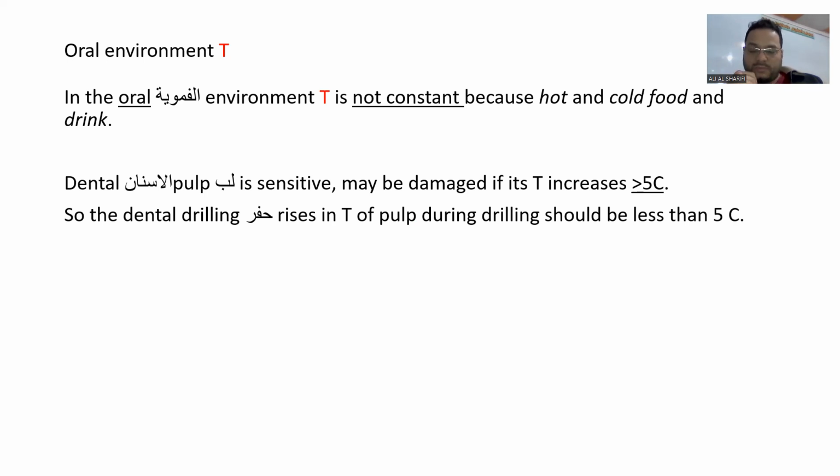By that, your mouth temperature increases and decreases accordingly. The dental bulb, meaning your teeth, is very sensitive to temperature. It may be damaged, and here it's important, you must focus on that. It may be damaged if the temperature increase steps are more than 5 Celsius. That means, to keep your teeth healthy, the temperature increase must be in steps, and each step should be not more than 5 Celsius.